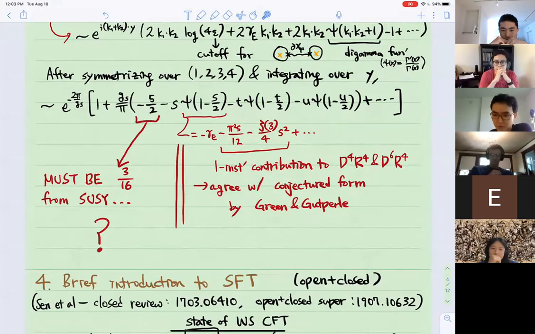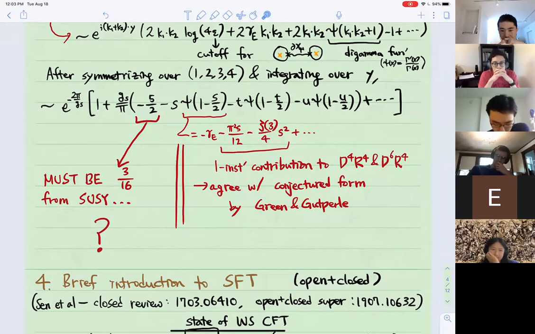But they agree. So we actually wanted to declare victory and publish the paper. But then we realized that there's a piece of the result which never matches the expectation, which is this constant piece. This piece actually must be 3/16 purely from supersymmetry consideration.